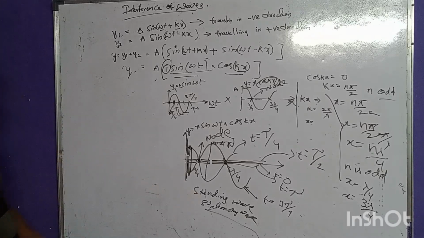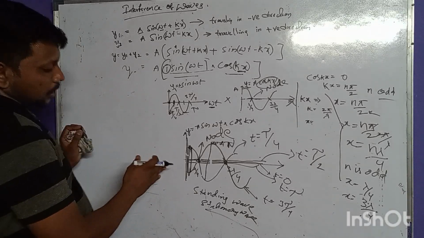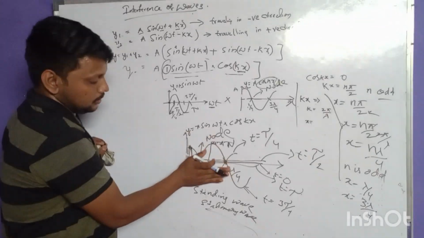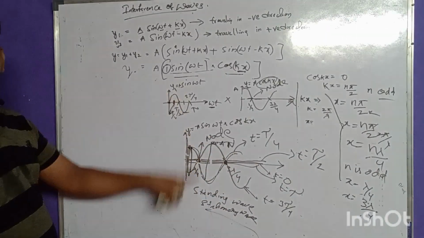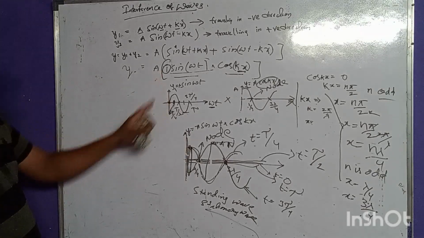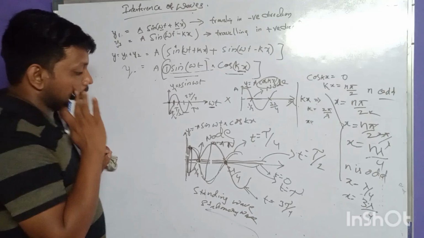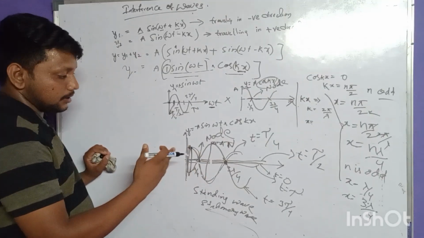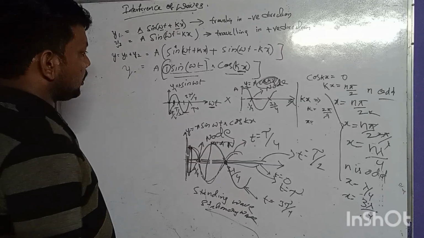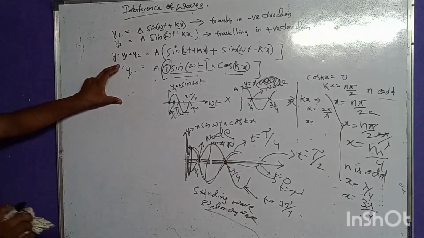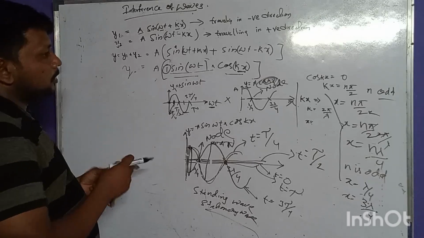This type of graph is called a standing wave or stationary wave. Here, observe, this is the cos function. This cos function is varying with respect to time, but the position of the graph is not traveling, not changing. That means this is constant. We are adding two waves here.